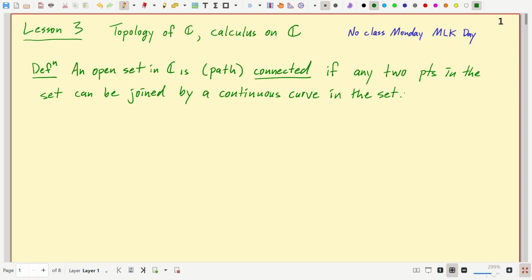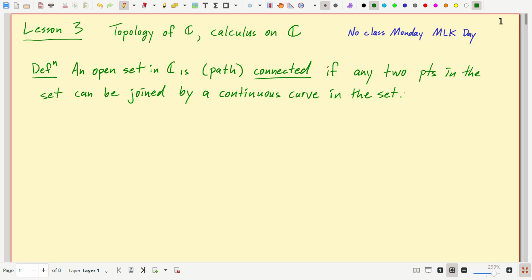Well, today I'm going to get rolling talking about the basic subject matter of the course, which is going to be complex differentiable functions on open sets in the complex plane that are connected. And so I need to make some definitions before I can really start getting into it.